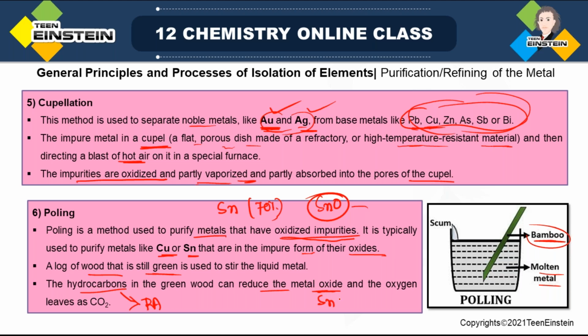That is, if you consider tin oxide, it can reduce the metal oxide to the corresponding metal, and the oxygen will be removed in the form of CO2 because it is a hydrocarbon. That means carbon is also present. So carbon will take this oxygen and form CO2, and it is gaseous, so it will be easily removed. So in this method we use green bamboo, which is the source of reducing agent. It will reduce these oxidized impurities. So that is why it is important that when the impurities are oxidized forms of the metal that you are trying to purify, then only this method is possible. Any doubt in cupellation and poling?